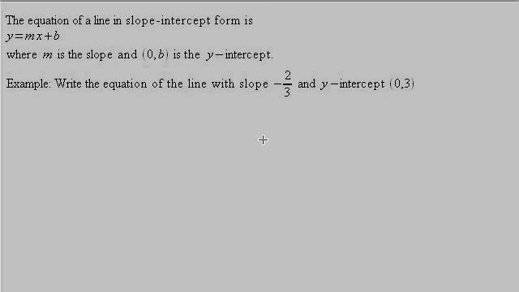Alright, let's talk about slope-intercept form of a line. The equation of a line in slope-intercept form is y = mx + b. m is the slope, and the point (0, b) is the y-intercept.